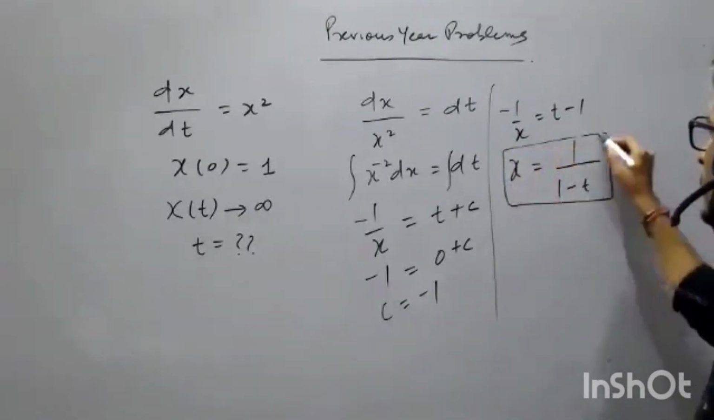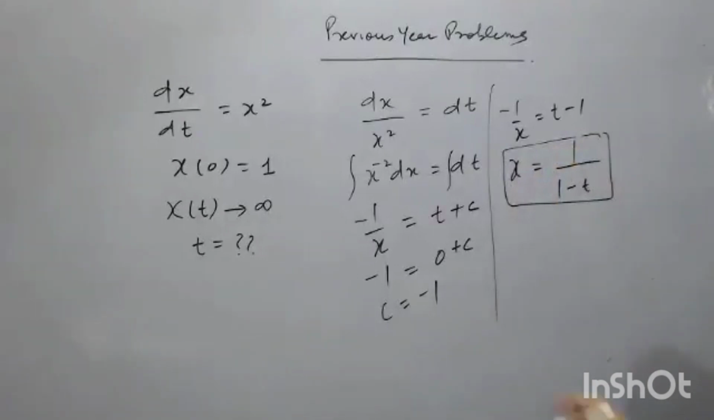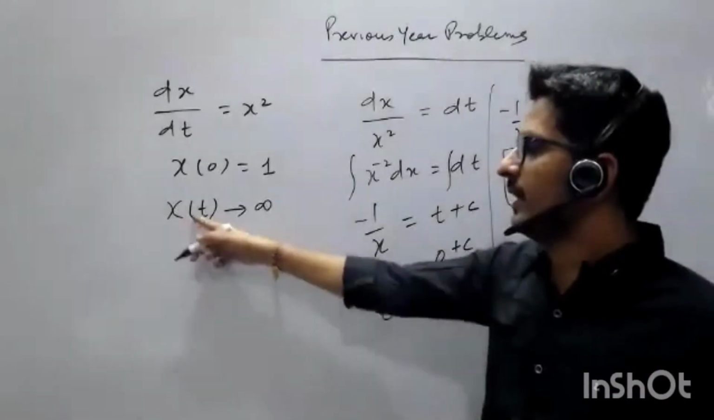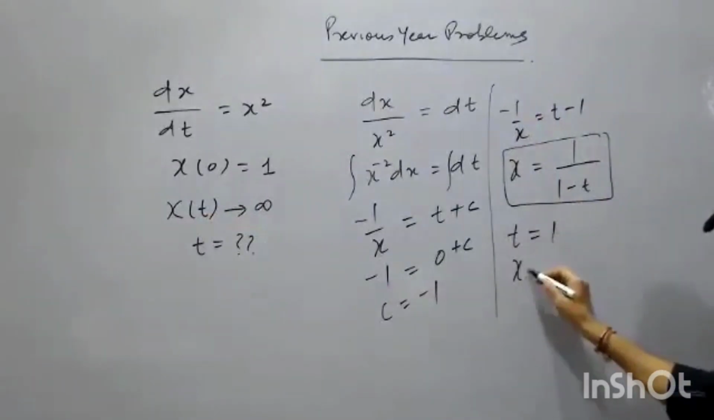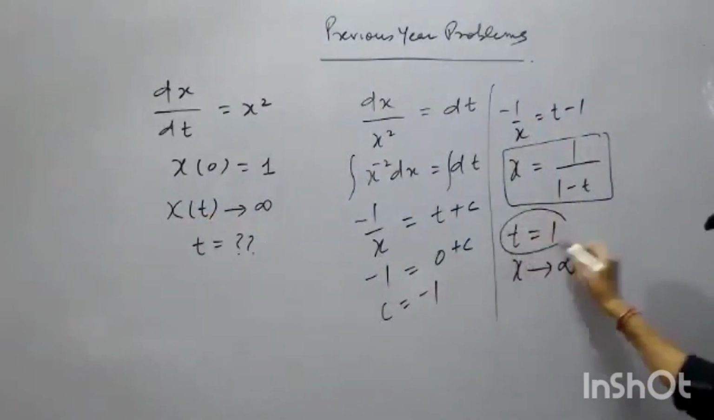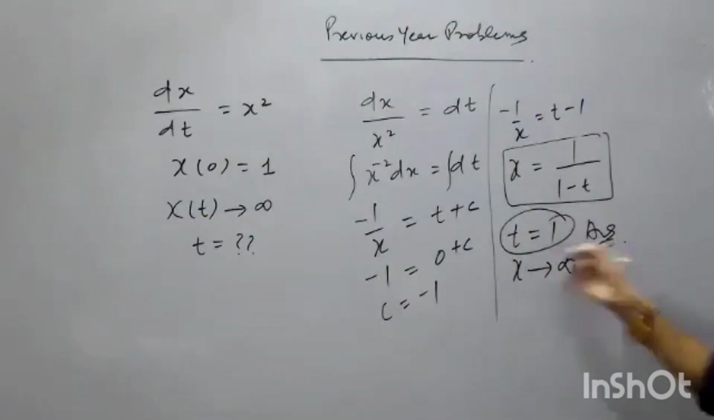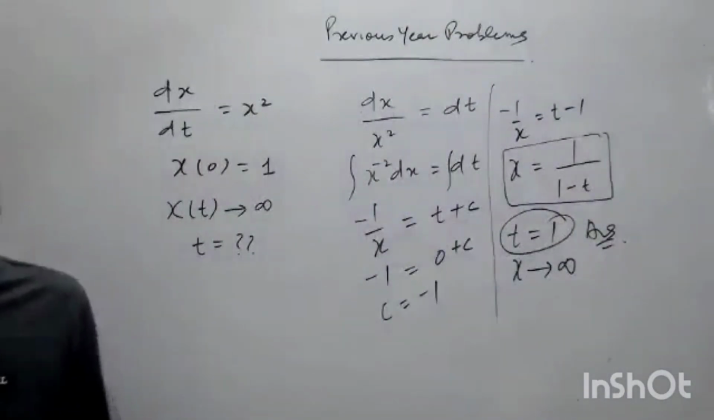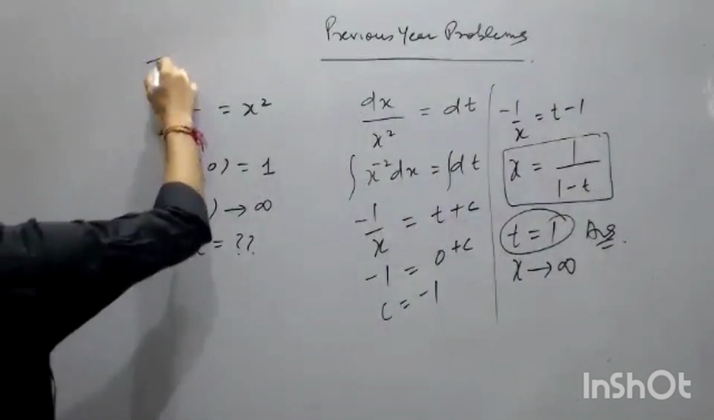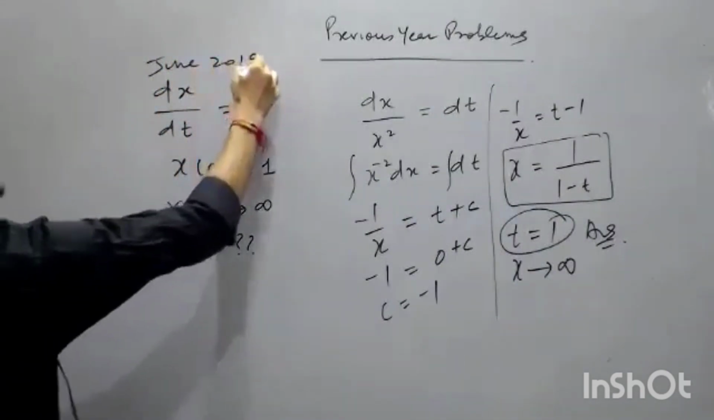This is the solution. So they are asking at what value of t x(t) becomes infinite. So it is clear that at t is equal to 1, x becomes infinite. So t is equal to 1 is the answer. This is a previous year NET question. So if I write here, June 2019.